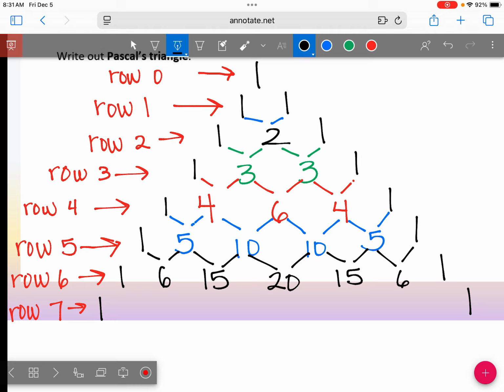So you will be asked to build a triangle. The last question on your final is the Pascal's triangle. After this, we have covered everything for the fall semester of pre-calc.